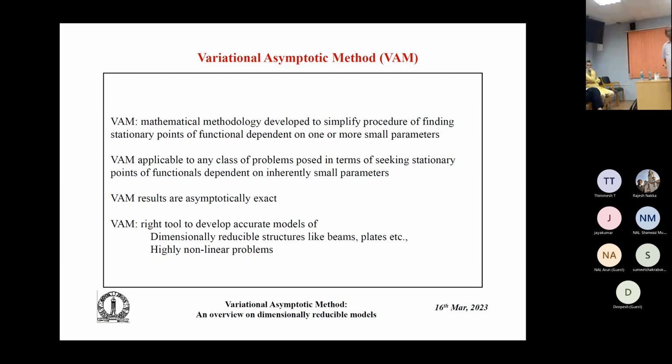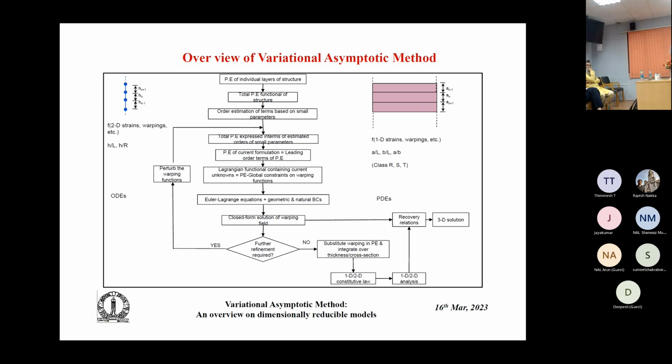Another basic aspect for VAM is that it should have one or more small parameters. And the results obtained from the VAM are asymptotically correct. So the overall variational asymptotic method procedure, and how we get the final 3D elasticity solution, is depicted in the form of a flow chart. The left side is for the plate and the right side is for the beam-like structure. And the middle one shows how the VAM is applied for the reducible one.